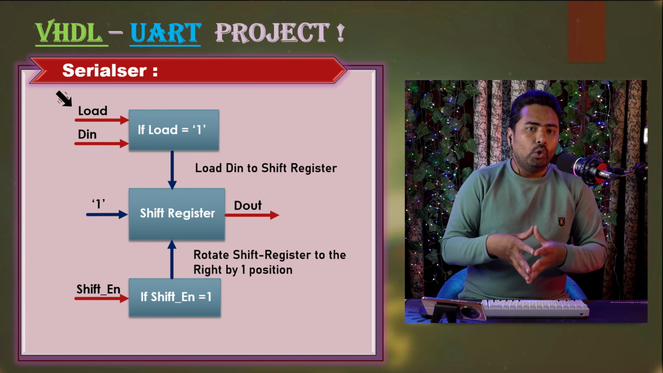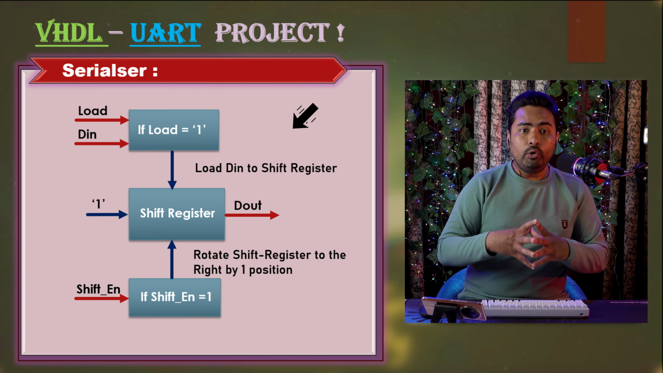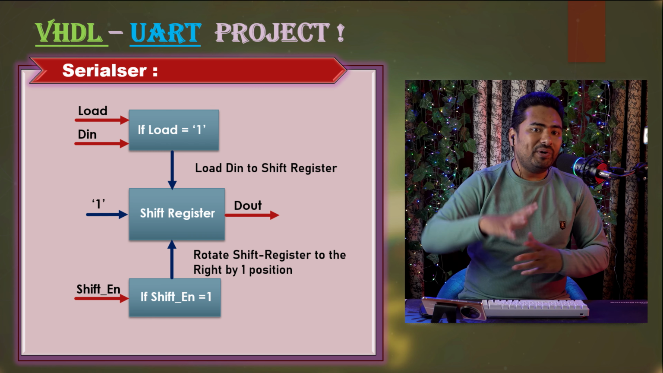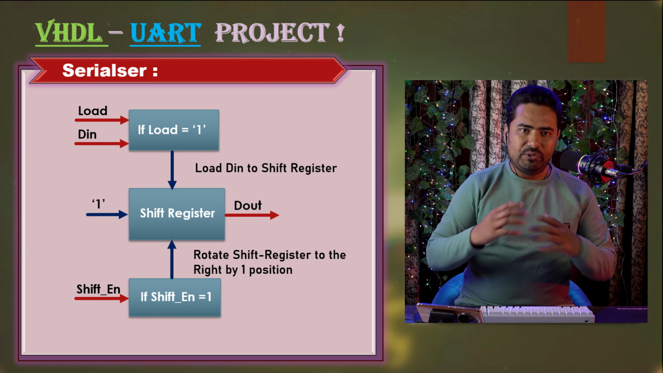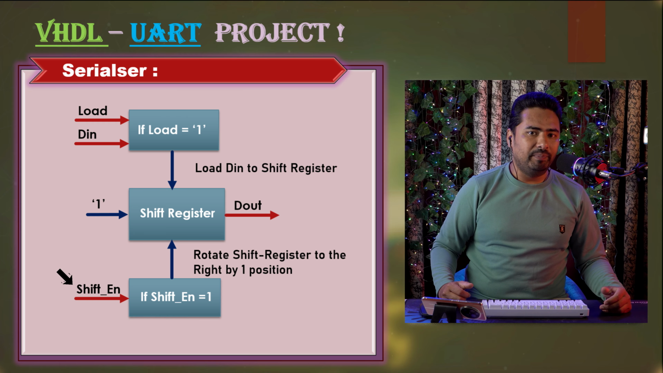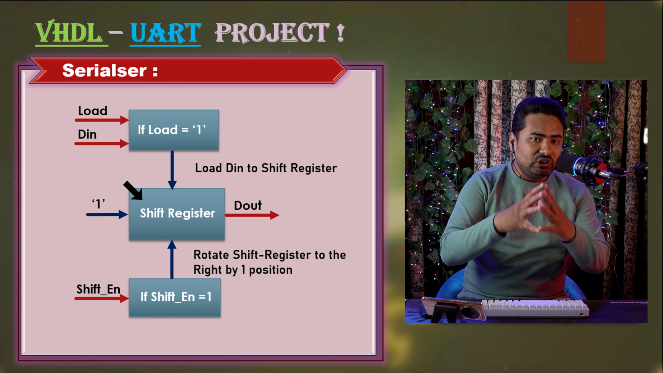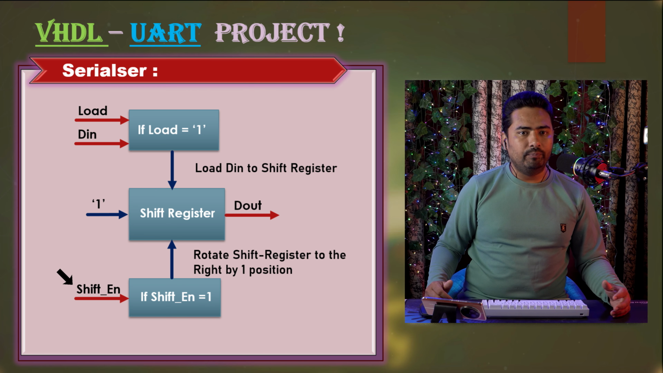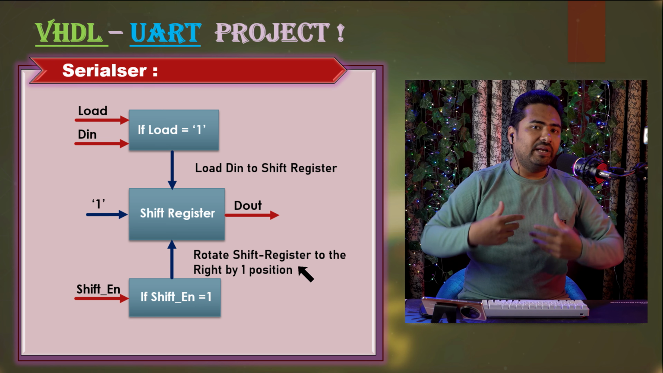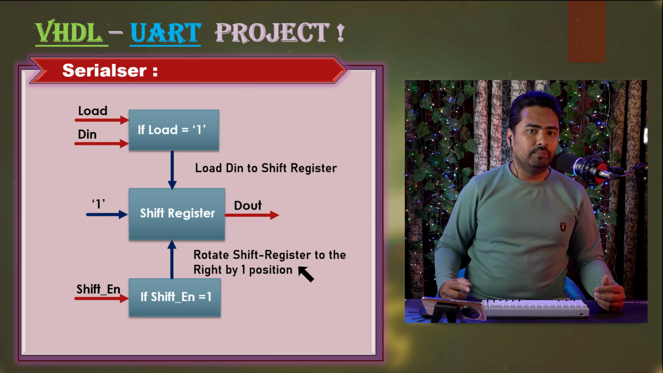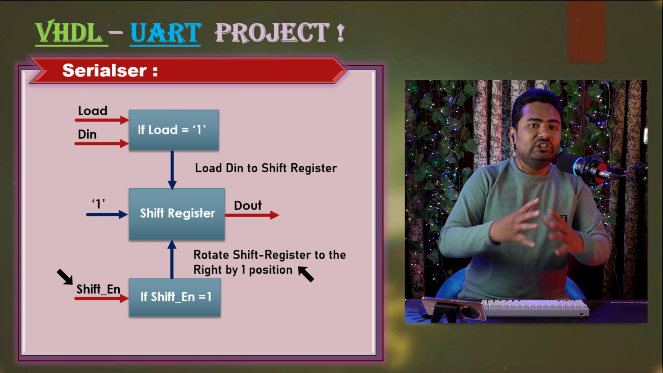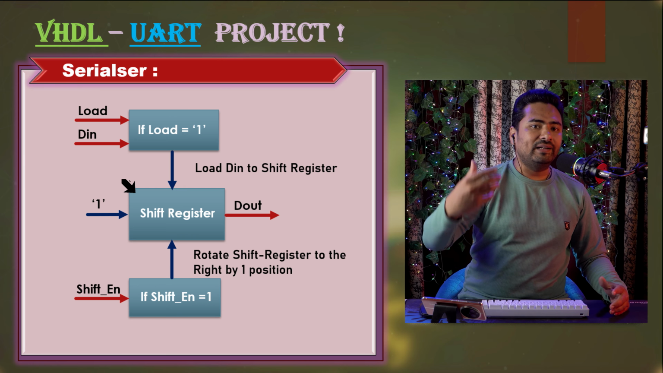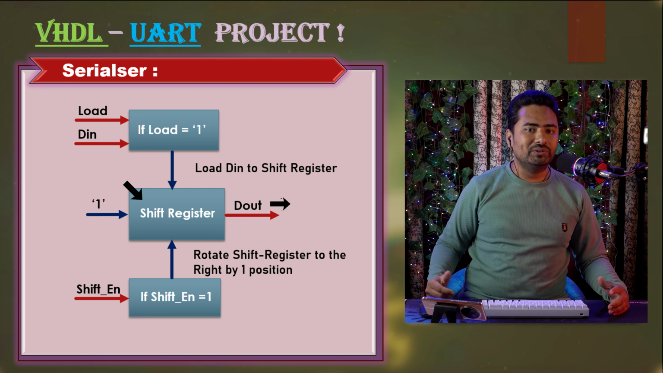And when this load signal is removed, our module will start the shifting operation on the captured data, which is stored in this shift register. We have this shift enable pin, and our module will shift the data every time it detects a pulse at this shift enable input. We will shift our data to the right by one position at each pulse of shift enable, and we will transmit the LSB of this register to the output dout.